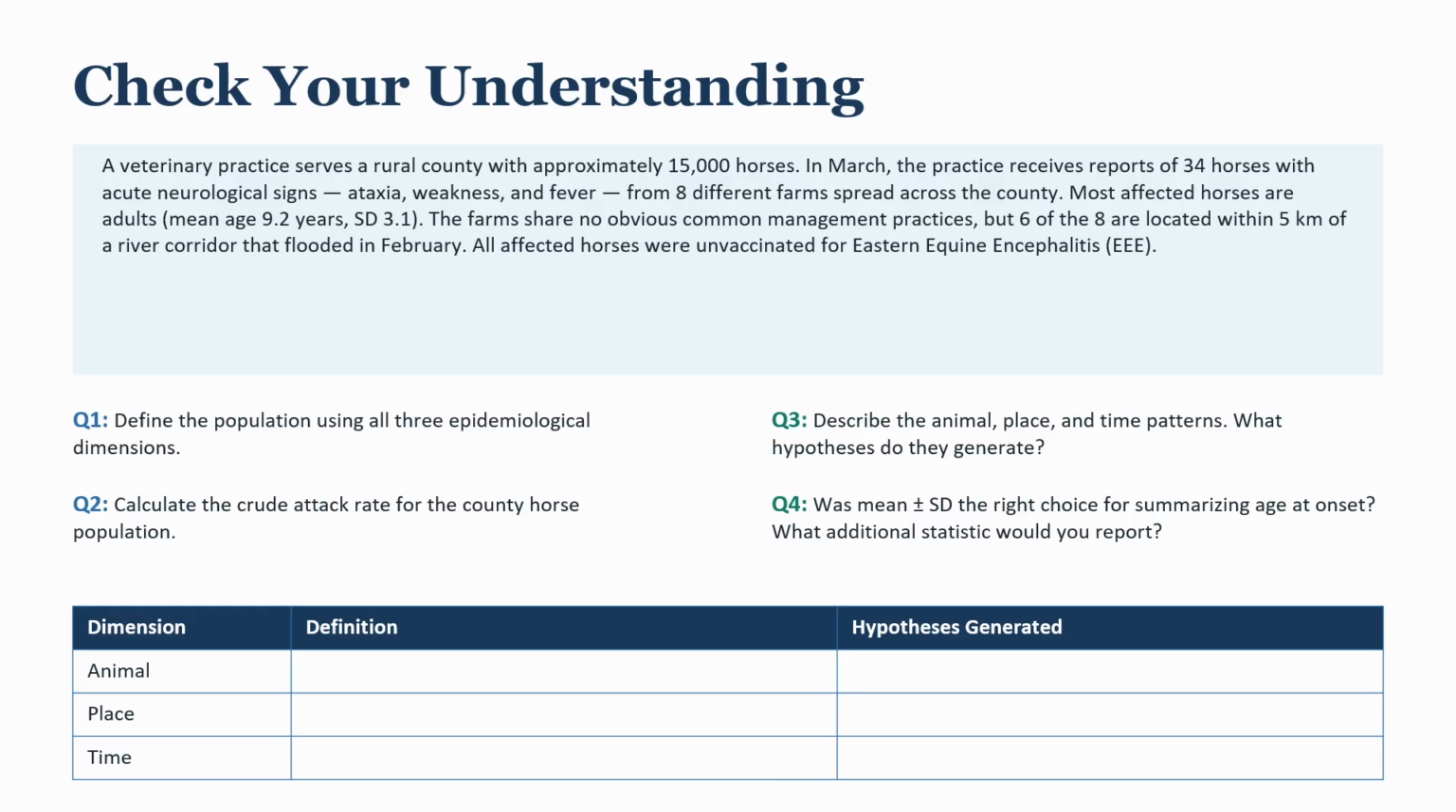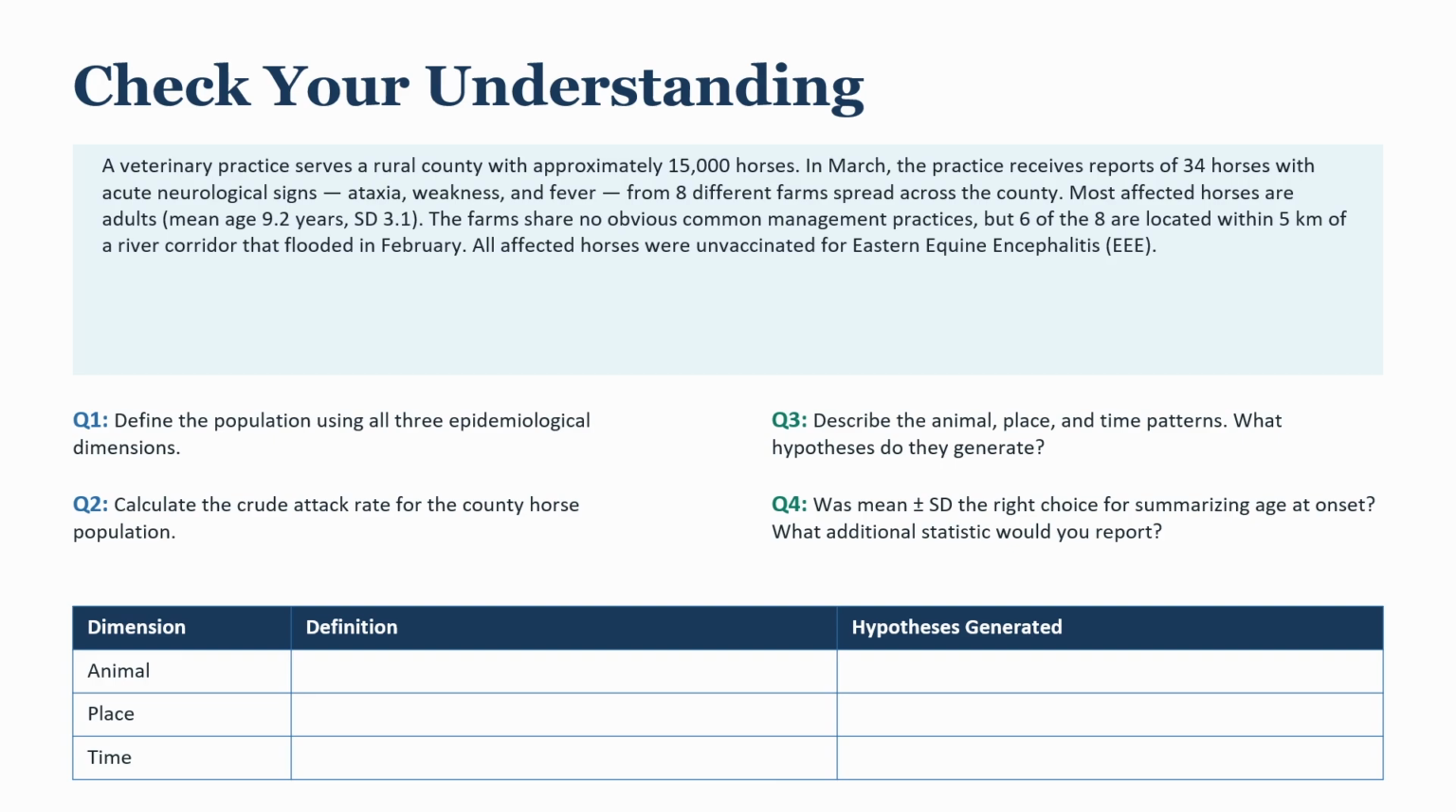Question 1. Population definition. Animal: horses, all ages, all breeds, all management types, residing in the county. For analytical purposes, you might narrow to adult horses if the clinical pattern suggests age-specific risk, but start broad. Place: the rural county served by this veterinary practice, the geographic unit from which cases are drawn, and within which the denominator, approximately 15,000 horses, is defined.